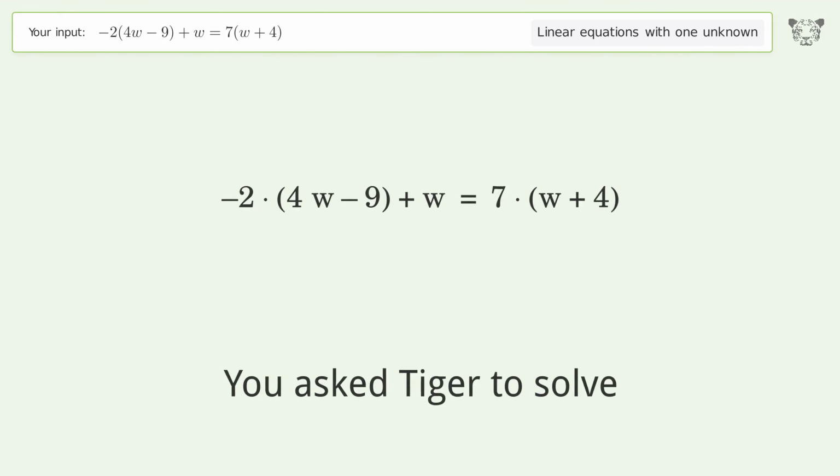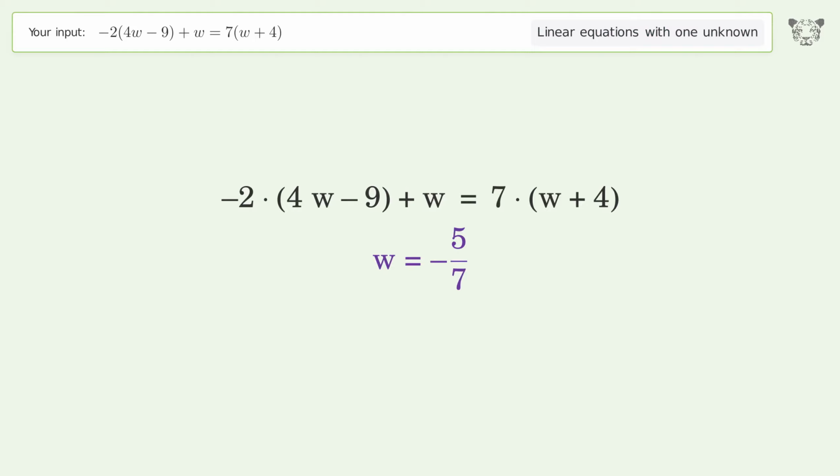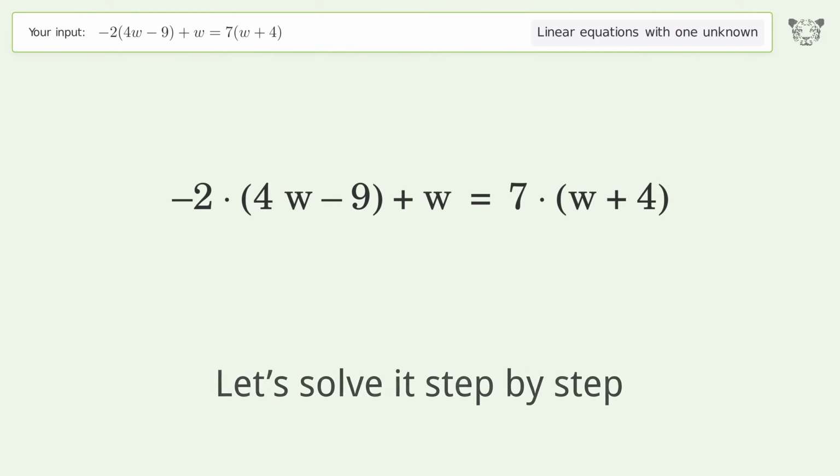You ask Tiger to solve. This deals with linear equations with one unknown. The final result is w equals -5/7. Let's solve it step by step.